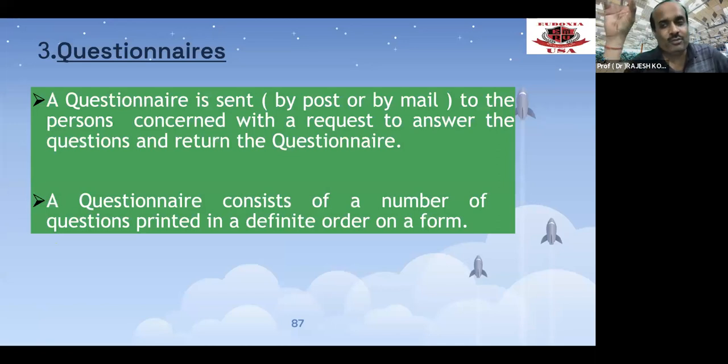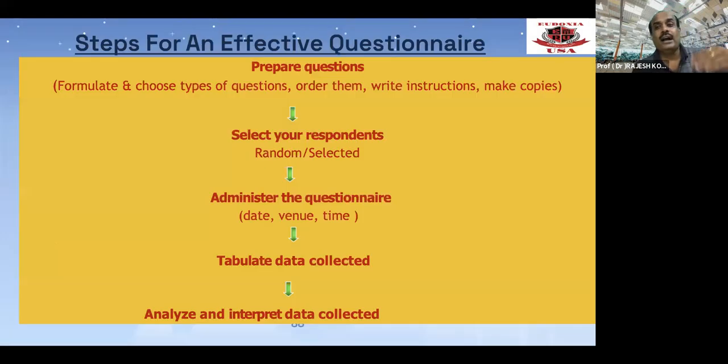Next one is the very widely used questionnaire. A questionnaire is sent by post or mail to collect the data. Of course, you frame the questions, then tell them to answer. How can you do this? By preparing the questions correctly, formulating them, ordering them, writing instructions on how to answer, then you make copies and send it.